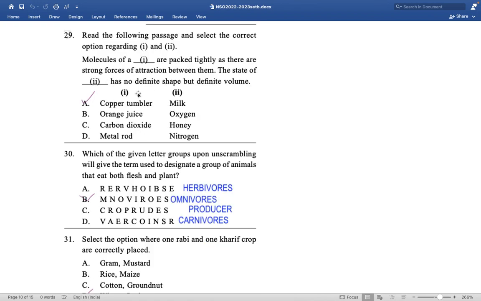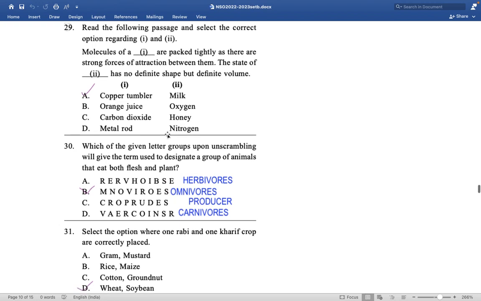Molecules of a copper tumbler or a metal rod are packed tightly as there are strong forces of attraction between them. The state of milk has no definite shape but definite volume. These are the properties of liquids. Milk is a liquid but nitrogen is a gas.